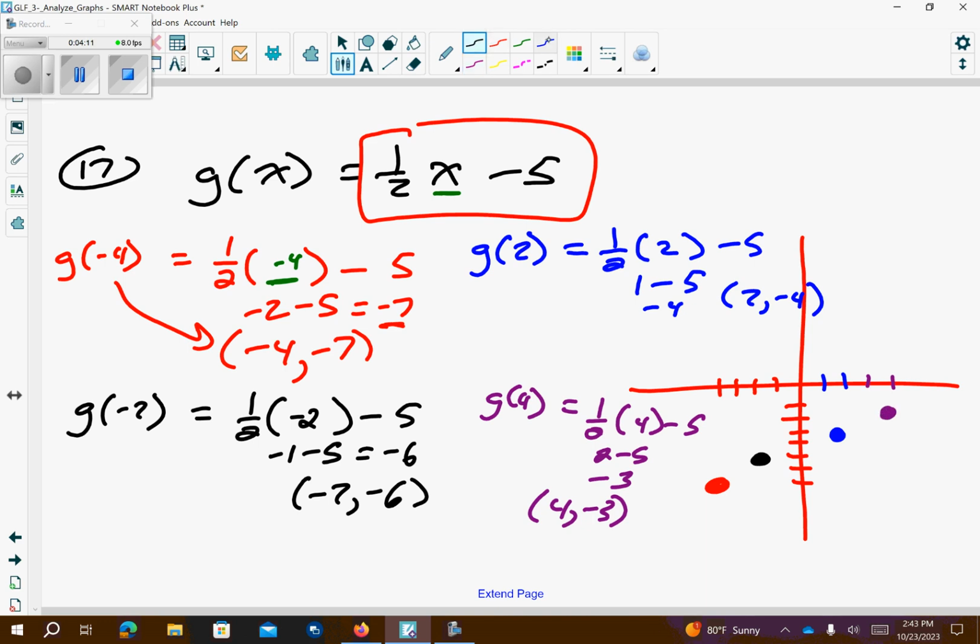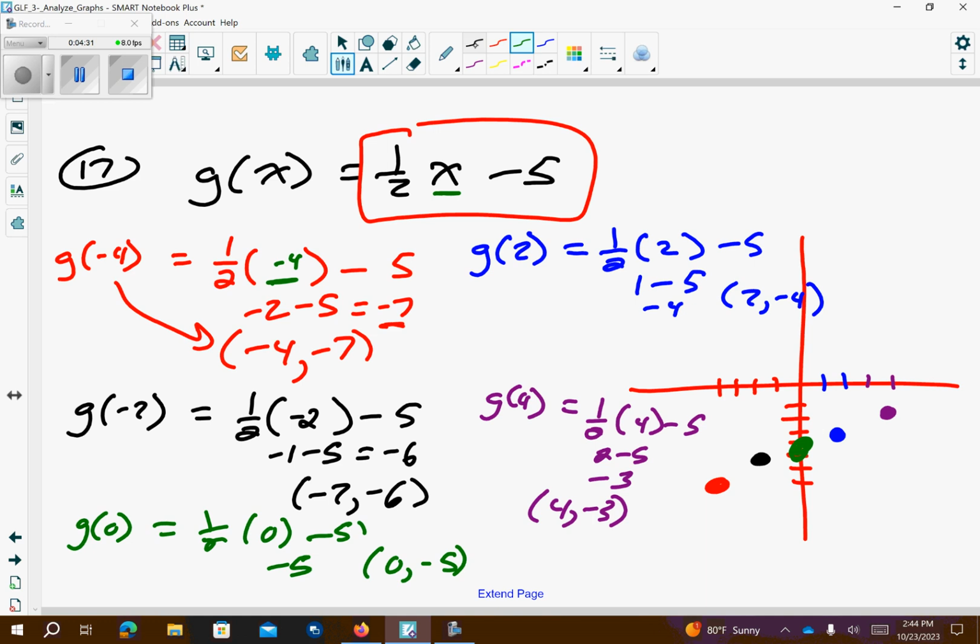I'm going to go ahead and plug 0 in. So I get half times 0 minus 5. So that's 0 minus 5, which is -5. So the point 0, -5. 0, -5 is down here. Okay.